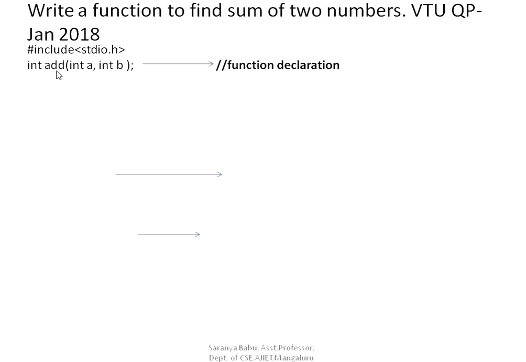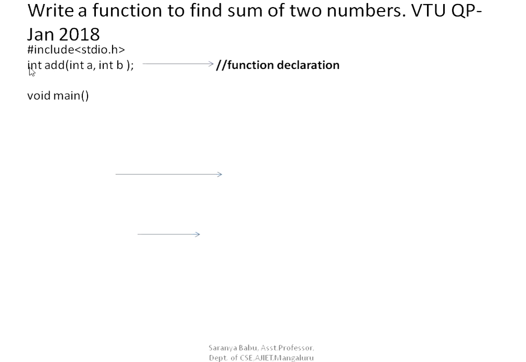What is the function name? I'll give add. Then int a comma int b. So these are the two parameters that I am passing because I want to find the sum of two numbers, right? So I'll give the parameters int a comma int b and end it with a semicolon. So this line is called function declaration. Clear? Whatever function you want to declare, you have to declare it, and it is called function declaration.